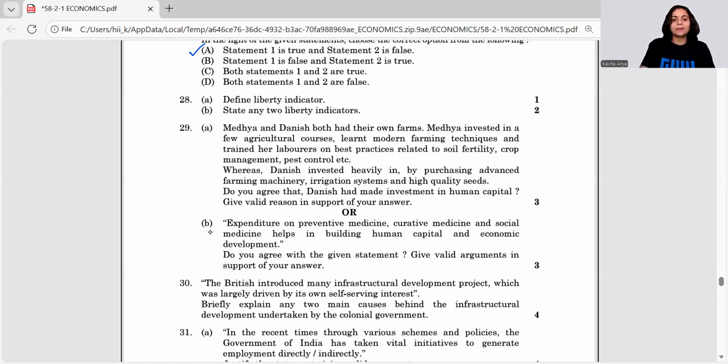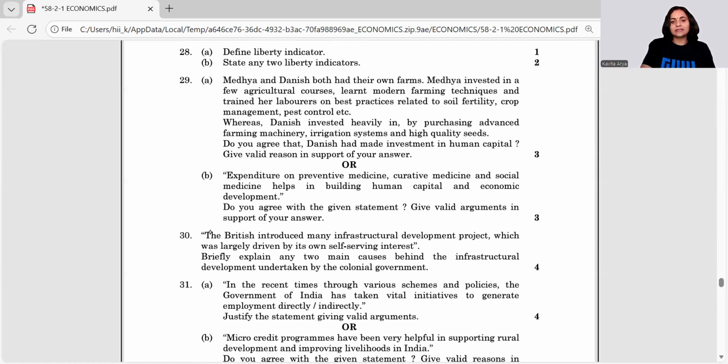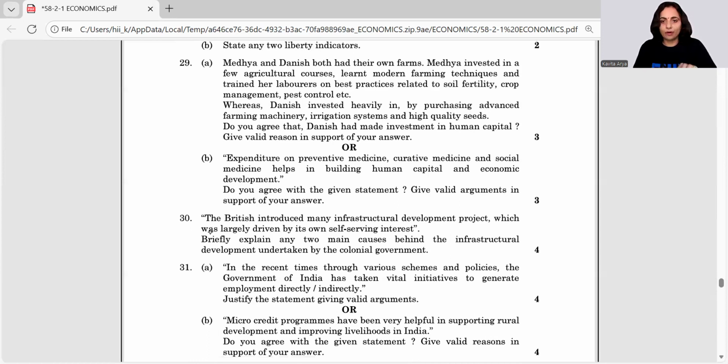Then you have Medhya and Danish. Both had their own farms. Medhya invested in a few agricultural courses, learned modern farming techniques, and trained her laborers on best practices related to soil fertility, crop management, and pest controls, etc. Whereas Danish invested heavily in purchasing the advanced farming machinery, irrigation system, and high quality seeds.